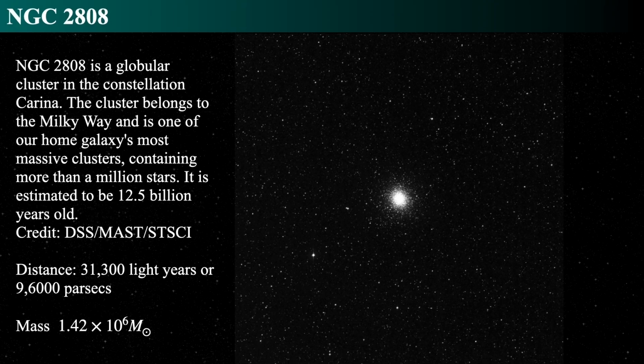NGC 2808 is another globular cluster in the constellation Carina, visible from the southern hemisphere, and it's one of the most massive clusters. It's about 1 million stars, and it's about 12.5 billion years old at a distance of 30,000 light years, or almost 10,000 parsecs. Yes, it looks small on this degree by degree on a side image, but that belies the density of stars inside of that. The total mass of this object is about 1.4 million times the mass of the sun. So this is a seriously massive object with lots and lots of stars, and it's ancient.